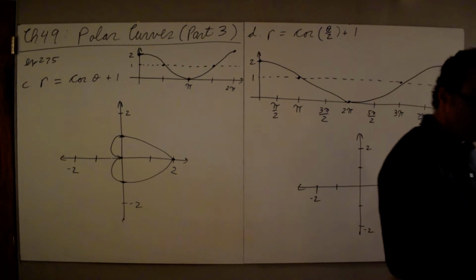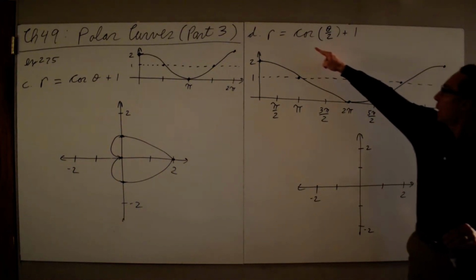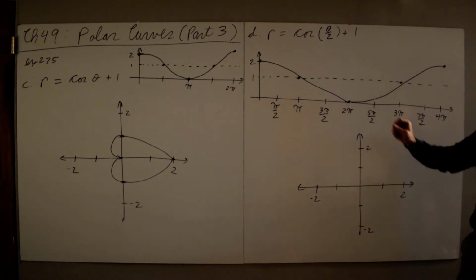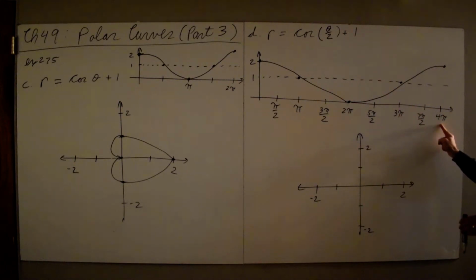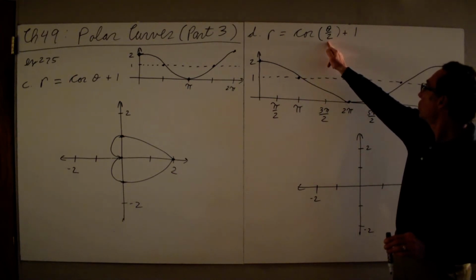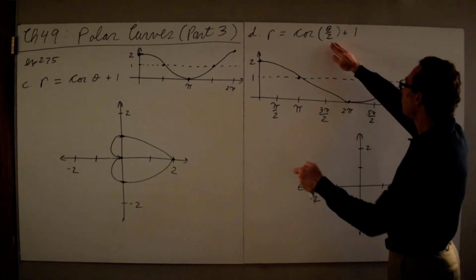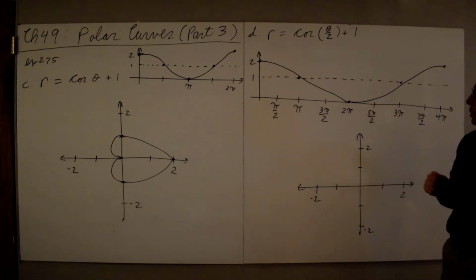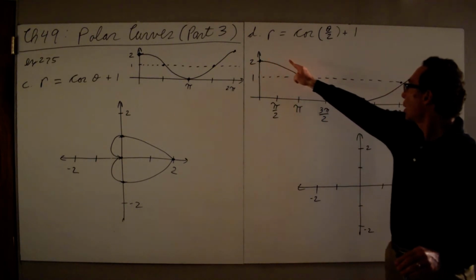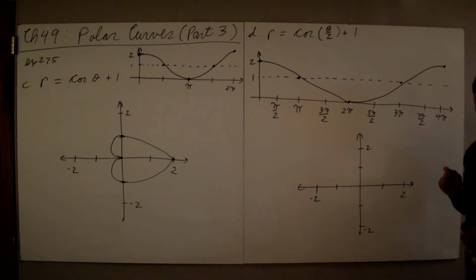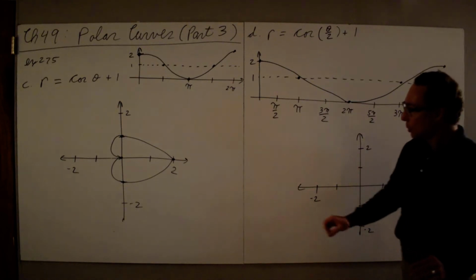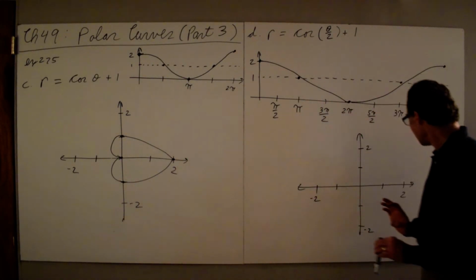Part 2, or I should say part D, we have cosine of theta divided by 2 plus 1. Now, this period is 4 pi. And so we graph this. Remember what dividing by 2 does. This is a horizontal stretch by a factor of 2. And then the plus 1 shifts the function up 1 unit. And so this is the graph of cosine of theta over 2 plus 1. And we'll use it to sketch our curve here. Now this has some similarities to the cardioid, but also some differences.